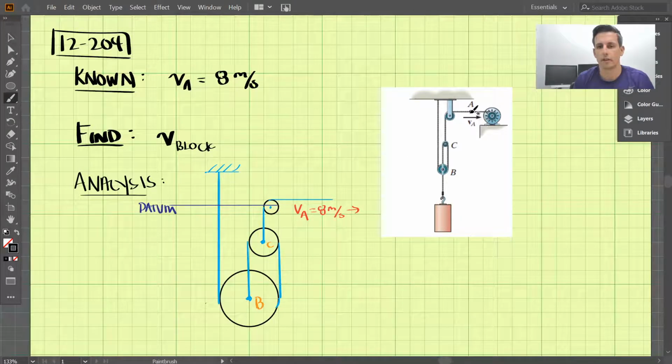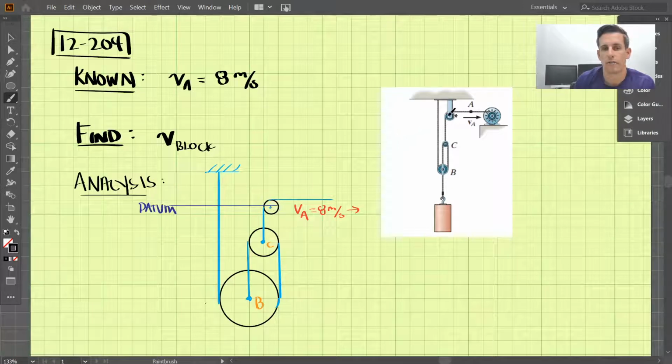So there are two cables. There's one cable attached to the motor that attaches to C right here, and then there's another one that's wrapped around here. So we're going to have to use our dependent motion analysis to analyze this problem. And we're going to use this pulley up here as our datum because it's attached to the ceiling and it's not moving.